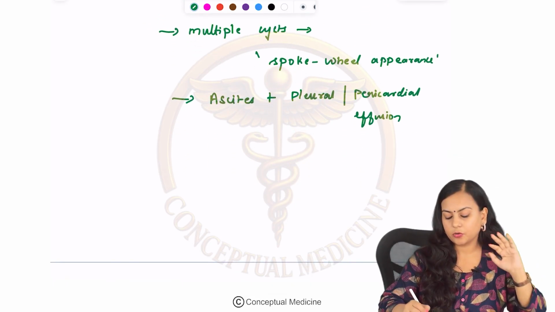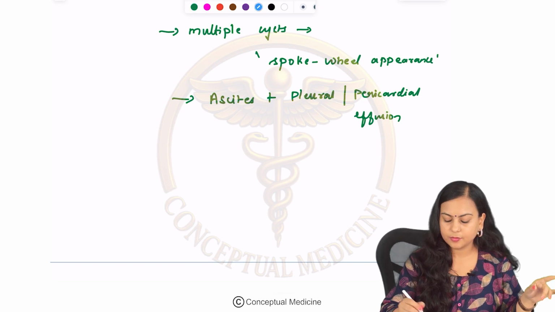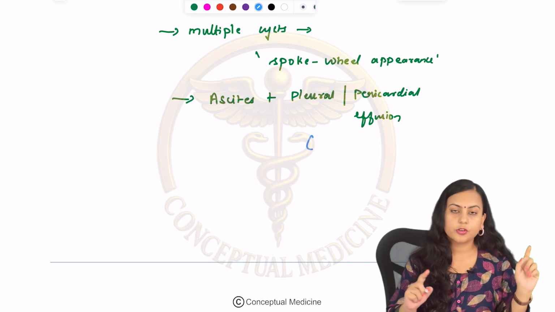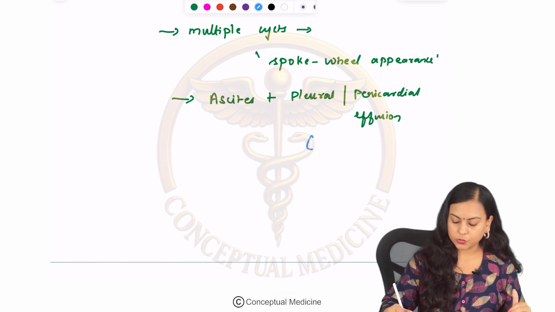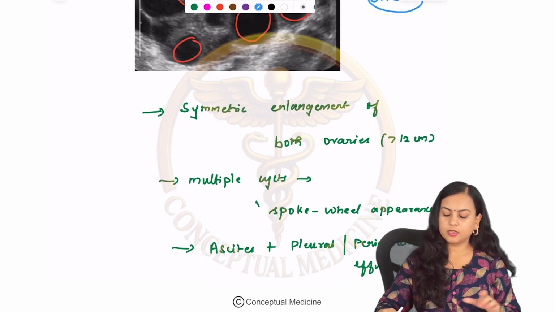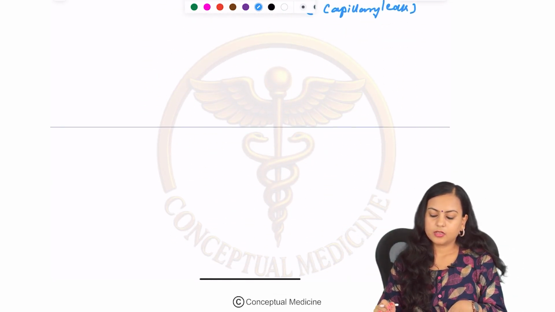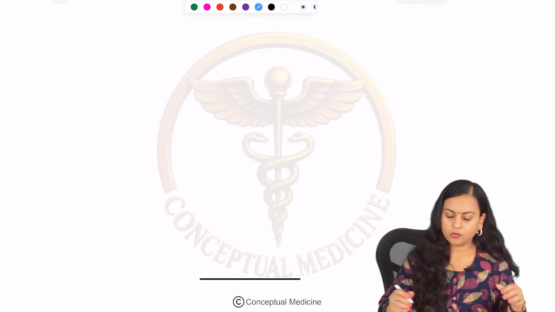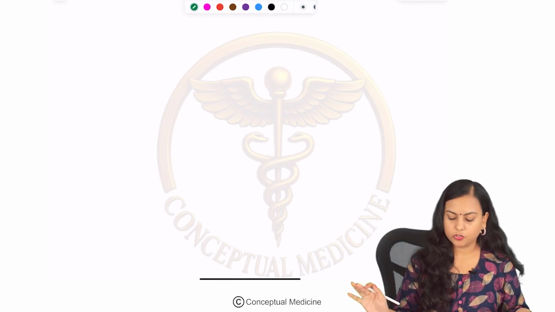In the case scenario, I told you the patient had difficulty in breathing. Okay, and this pleural or pericardial effusion is happening due to capillary leak. Right? Yes. So this is the ultrasound picture. Now let me talk about OHSS in short.